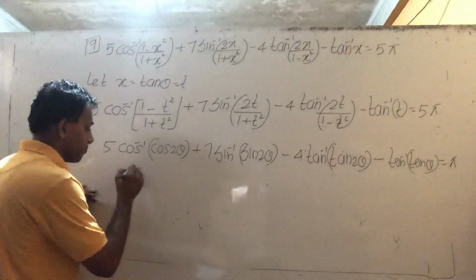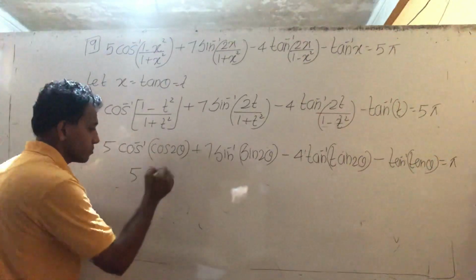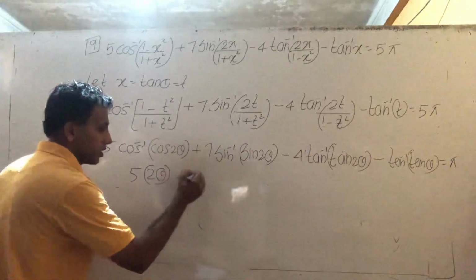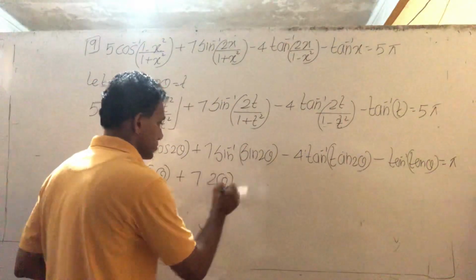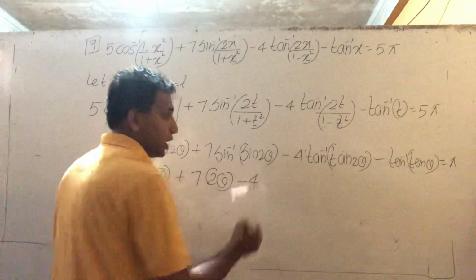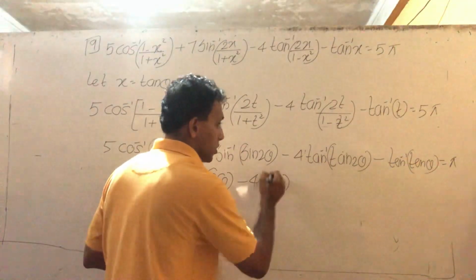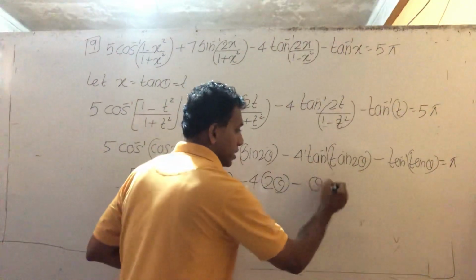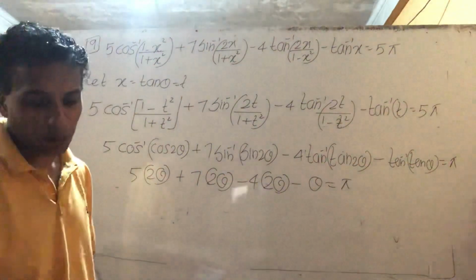So 5 times cos inverse cos 2 theta, that is 2 theta. Plus 7 sin inverse sin 2 theta, that is 2 theta. Minus 4 tan inverse tan 2 theta, that is 2 theta. That equals pi. Now you can obtain the theta value by solving this.